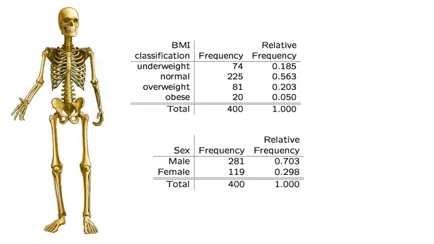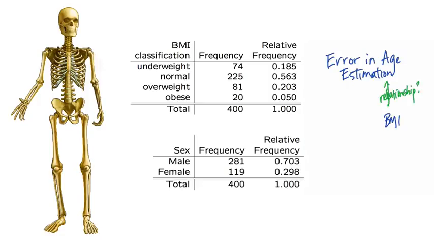Our anthropologist is interested in learning about how the error in age estimation is associated with the body mass index. But it's important to also consider the effect of sex here. If, say, the error in age estimation also differs with sex, it will be important to understand if the body mass index classification differs with sex for these observations.